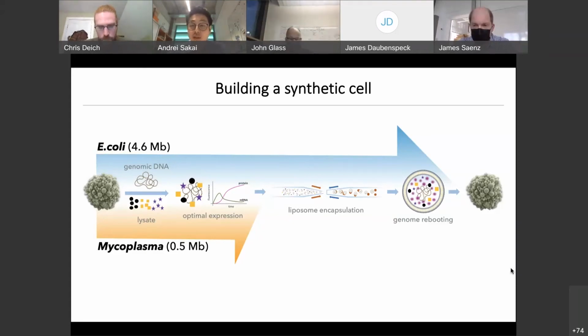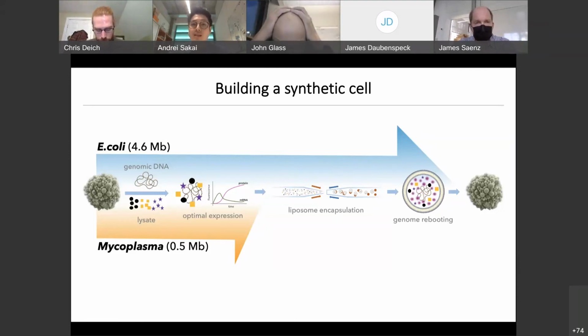And what we've done so far, we are working also with E. coli as a model organism. And we basically already optimized the cell-free expression system and also the liposome encapsulation of the E. coli genome. And we can see expression from chromosomal genes from this genomic DNA.